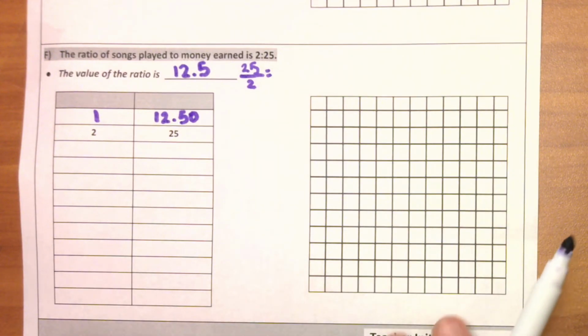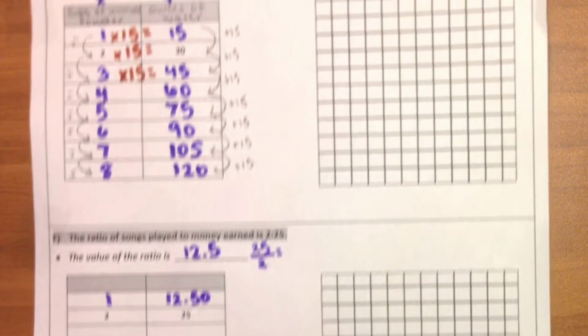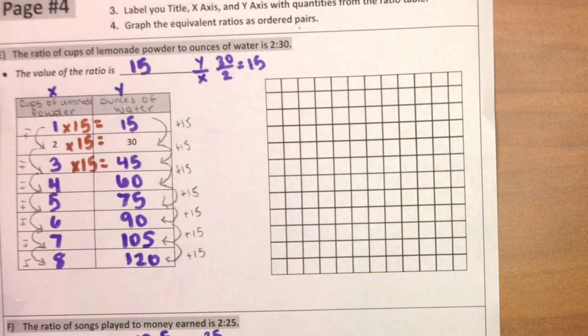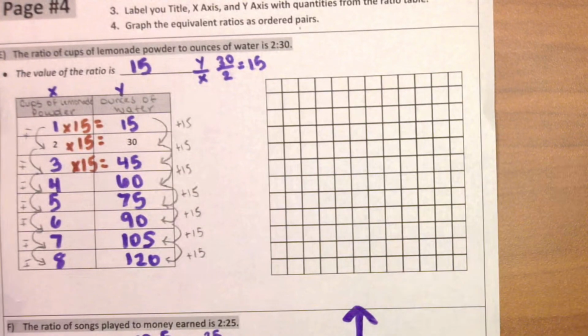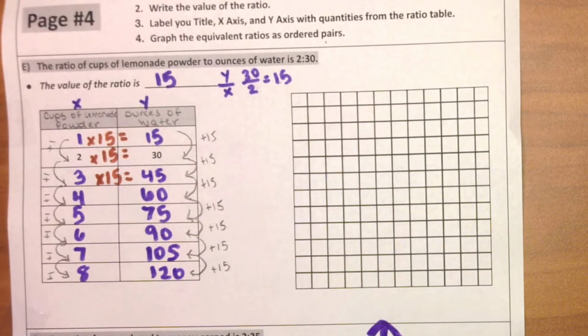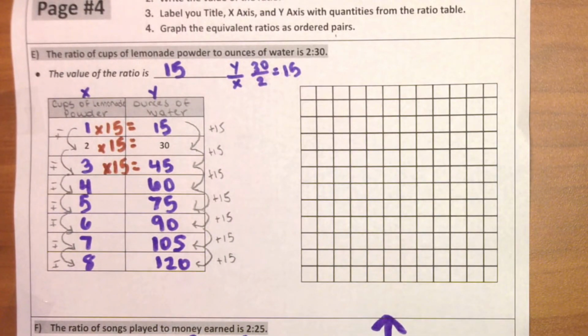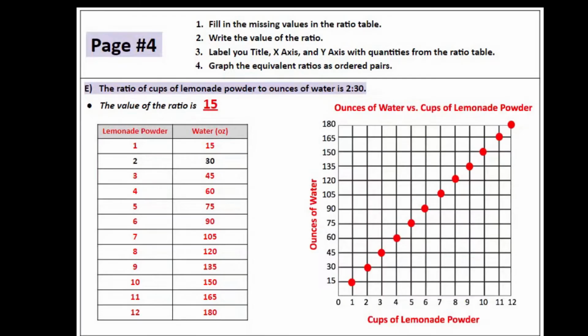What I want you to do now is go back up to E and fill in the graph. Make sure you label everything, look back at examples if you need to, and then come back to the video. Check your work for problem E, fix any errors, and pay close attention to details. Then complete the graph for problem F.